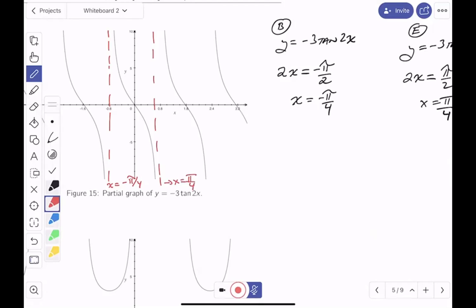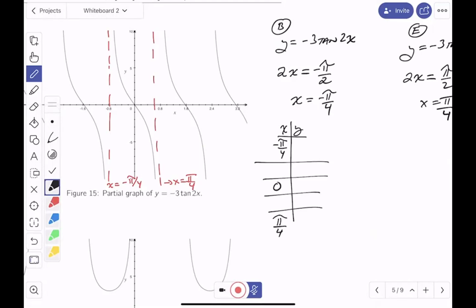All right, let me do my table now. Should be fairly simple to do. You should be catching on to this. I think you should anyway. X and y. Minus pi over 4, pi over 4. Dead center would be 0. The tangent is 0, and minus 3 times 0 is 0. That's fairly simple.